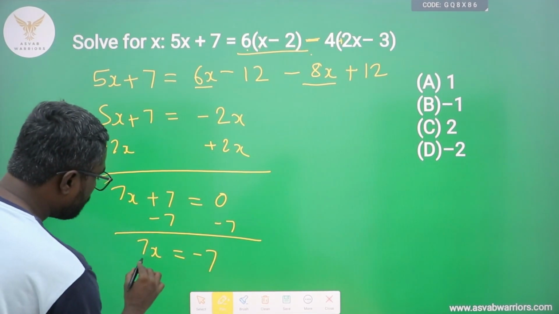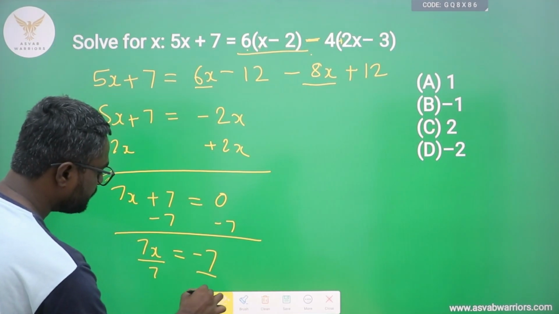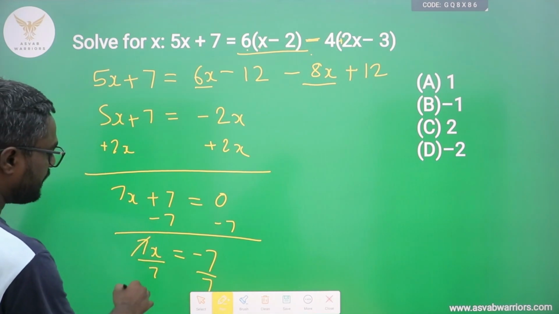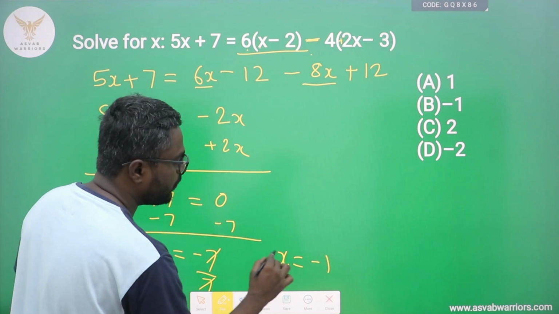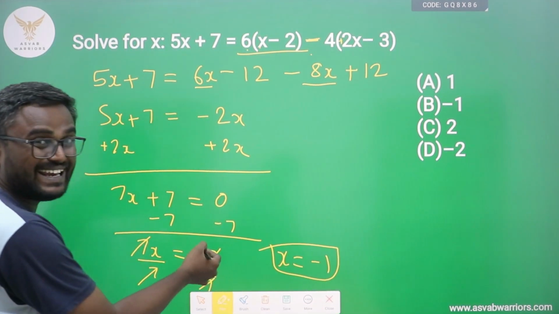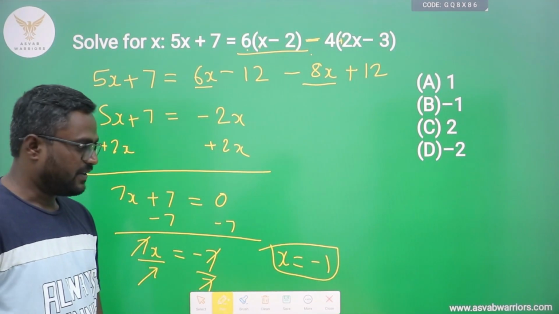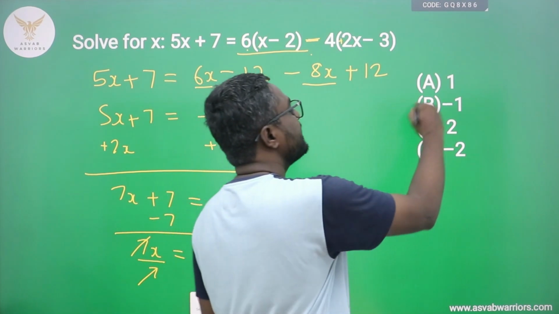Now I will divide both the sides by 7. What will I get? 7, 7 cancel, 7, 7 cancel. X is nothing but equal to negative 1, because it was negative 7 over positive 7. So option B is correct.